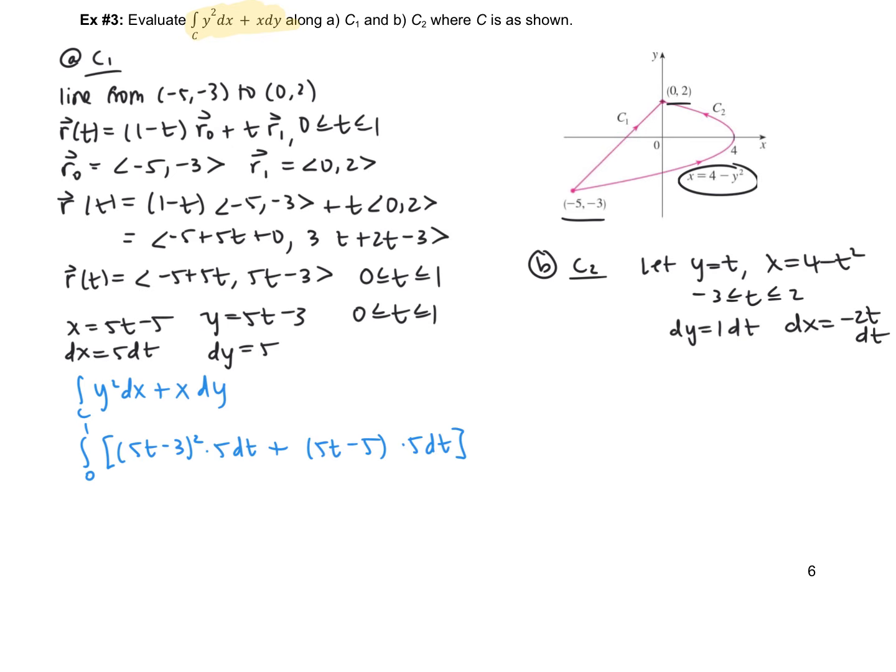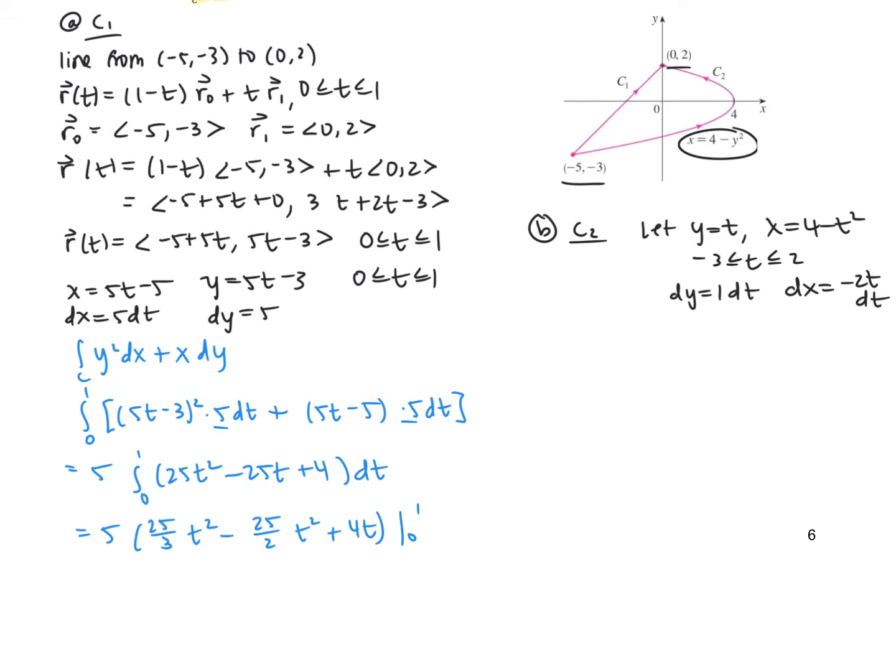Okay, so then if I go to simplify this, I'm going to factor out a 5. So this is 5 integral from 0 to 1. And if I multiply everything out and combine like terms, I get 25t squared, subtract 25t, add 4 dt. So now integrating, I'm going to have 25 over 3 t cubed, subtract 25 halves t squared, add 4t, all from 0 to 1. And finally, what that gets us is the line integral along that first curve is -5/6.